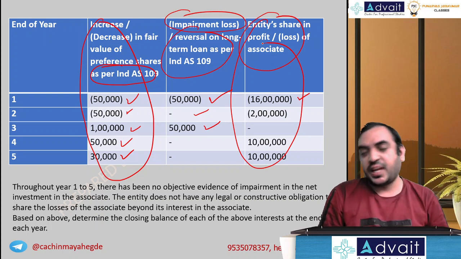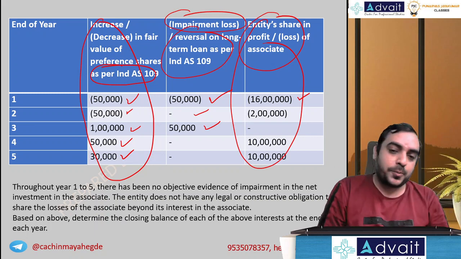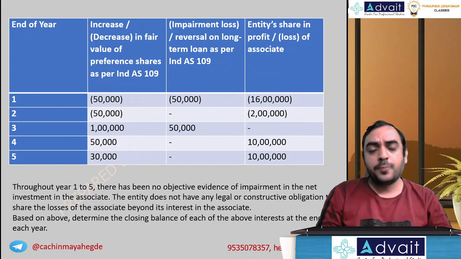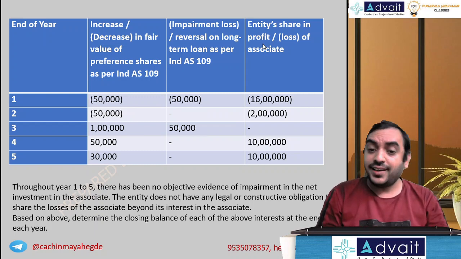So loss 16 lakh first year, 2 lakh second year, no profit, no loss for third year, 10 lakh profit next year, 10 lakh profit next year. Okay, so all these things happened. The data is given. Okay, some more data points are given. Let's read further.